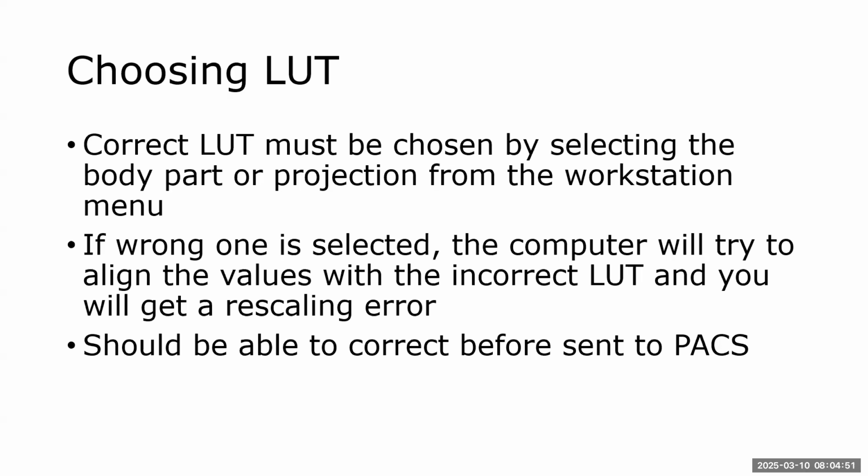It does matter. So let's look at the rest of this and then I'll tell you the last thing that I was going to say there. If the wrong one is selected, the computer will try to align the values with the incorrect lookup table and you will get a rescaling error. So what's going to happen is you did a chest, but it's using the lookup table values for the hand, and it's trying to bring these values in line with these, and it doesn't make sense. So the brightness is not going to display correctly, and the exposure indicator is not going to be accurate.